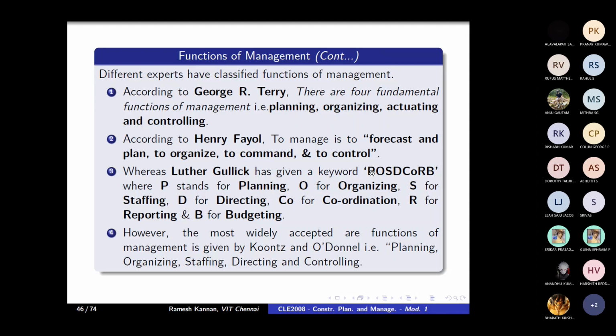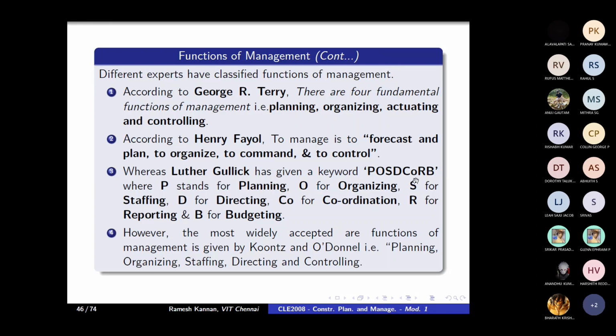P stands for planning, O stands for organizing, S stands for staffing, D stands for directing, CO stands for coordinating, R stands for reporting, and B stands for budget. So he brought budget into it, like the financial implications of any project management.